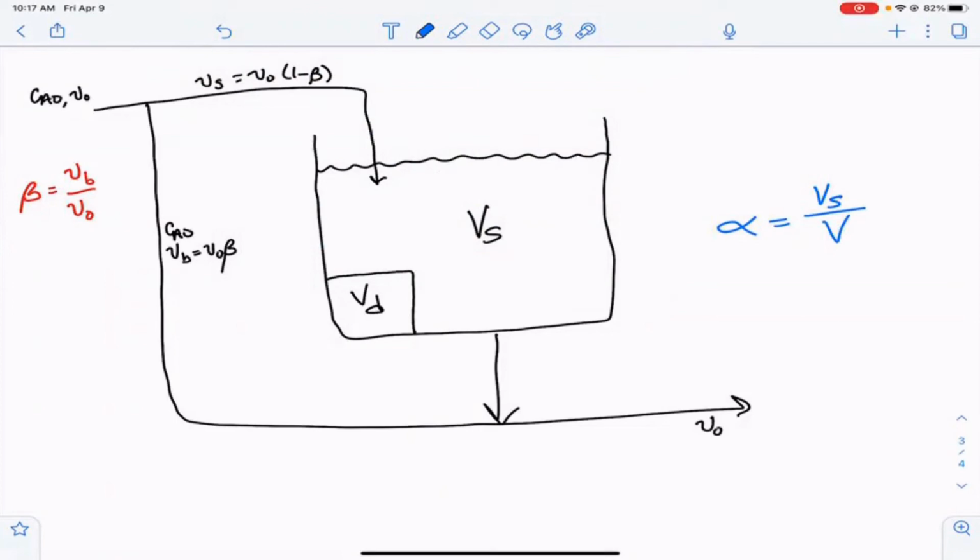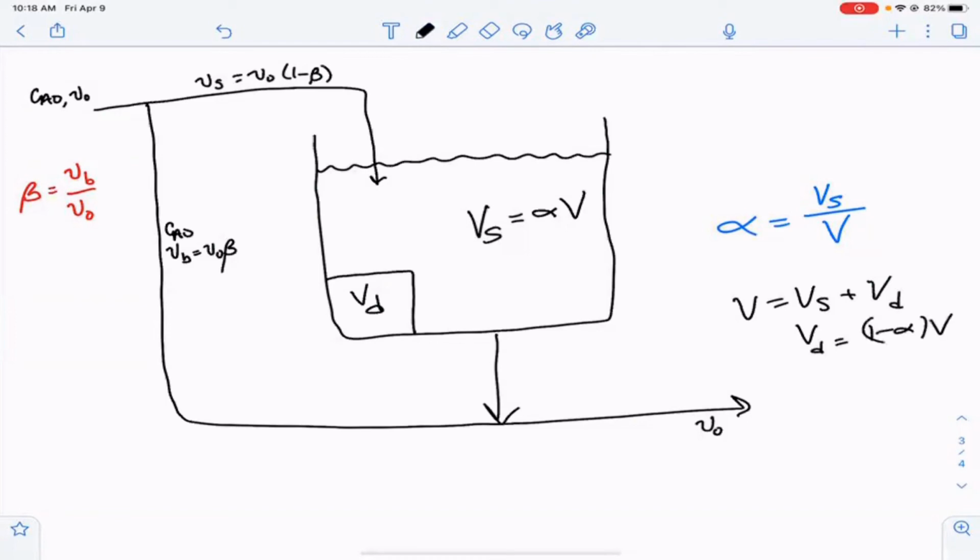So then VS here equals alpha times the volume. And that would mean then, of course, because the volumes have to add, that V sub D is just going to be equal to... oh, sorry. Let me do this a different way. The volume is equal to VS plus V sub D. So that means that V sub D equals 1 minus alpha times the volume.